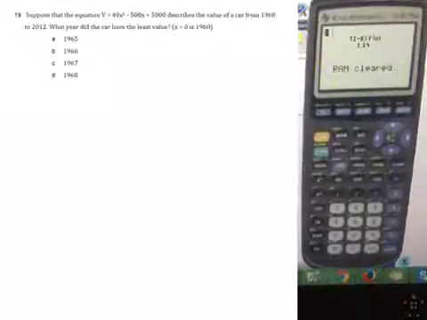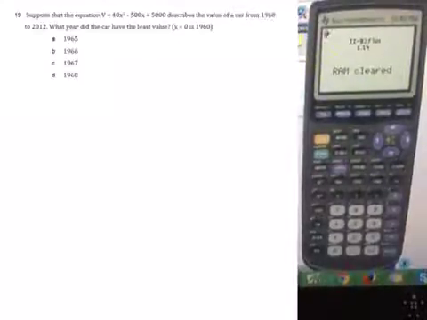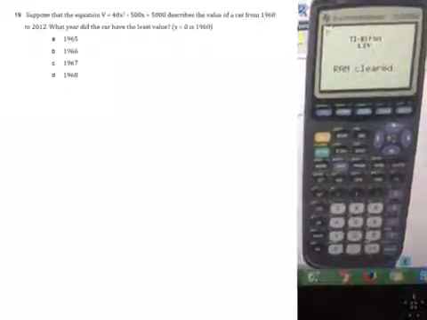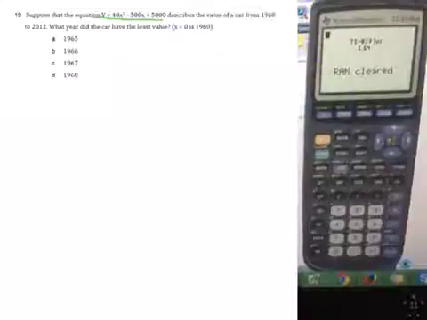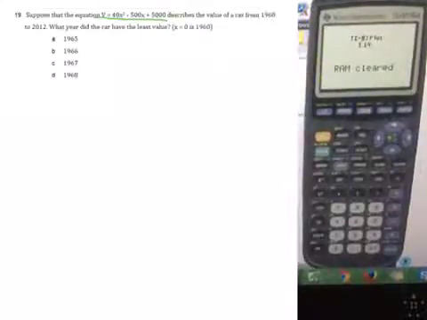19. Suppose that the equation v equals 40x squared minus 500x plus 5,000 describes the value of a car from 1960 to 2012. What year did the car have the least value? x equals 0 is 1960. In this problem, what we're going to need to do is take the quadratic equation and plug it into our calculator and look at the table and find out where our lowest value is.